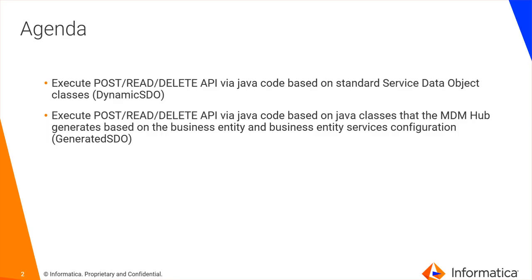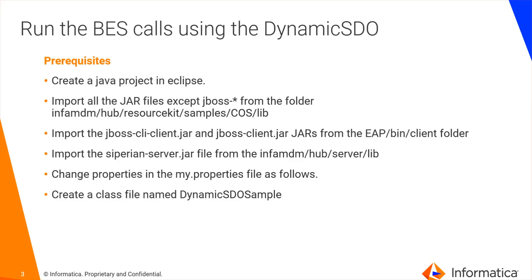The agenda for today is to execute these APIs via Java code, which is based on standard service data object classes, and the Java code which is based on classes which are generated by the MDM hub based on the BES configuration. The prerequisites to run the BES call using the Dynamic SDO is as follows. First, we need to create a Java project in Eclipse.